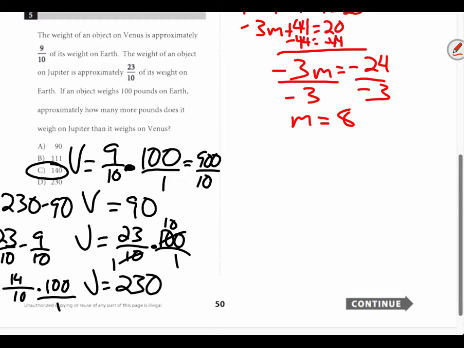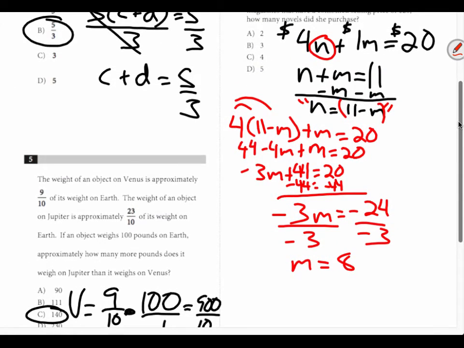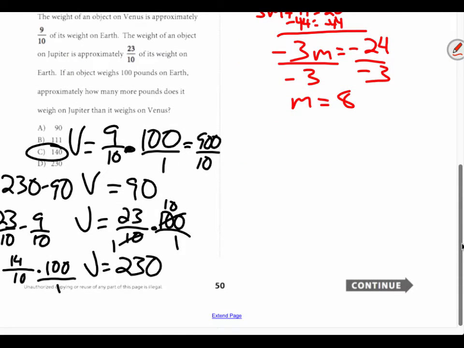If I get m equals 8, then I see... What was the question originally? How many of what? Novels. How many novels? So I should have solved for n instead. It would have been quicker.